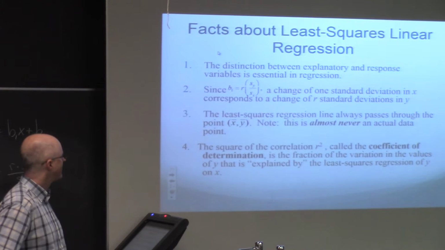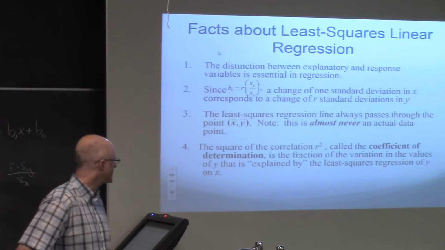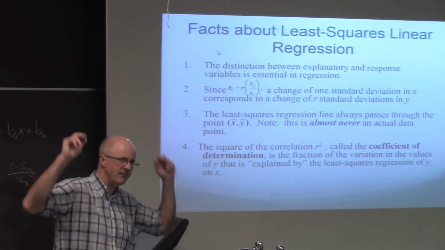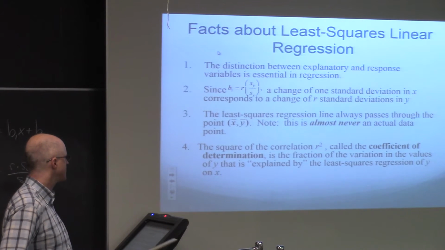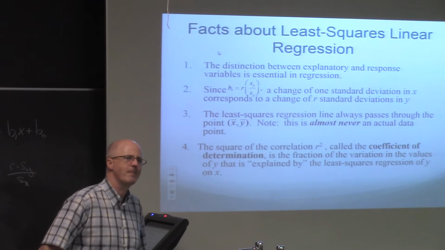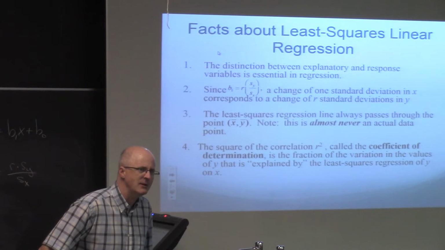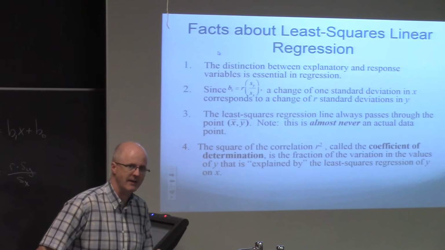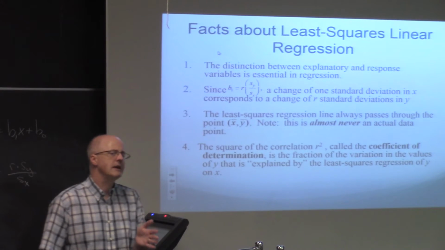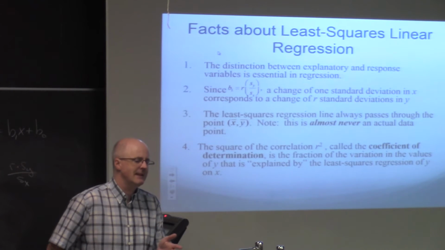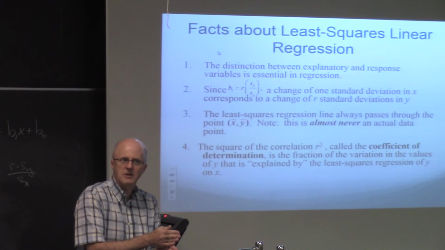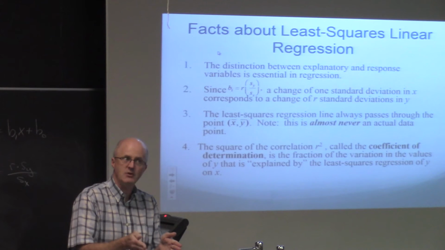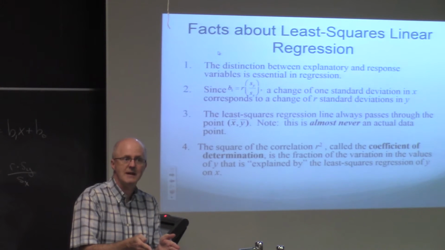It says the value of r squared is the fraction of the variation in the values of y that is "explained by" the least squares regression of y on x. That's a very vague kind of phrase. Effectively, for now, you can think of this as a better measure of strength. For example, a correlation of 0.5, even though 0.5 is halfway between 0 and 1, is actually a fairly weak correlation, because 0.5 squared is 0.25, 25%. It's a fairly weak correlation.